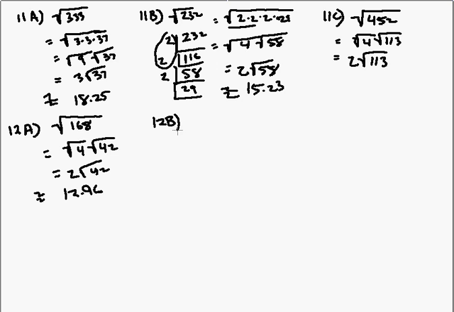12b, square root of 301. That can't be reduced or simplified, so that's just approximately 17.35. 12c, square root of 86. That can't be reduced, so it is simplified down to 9.27.